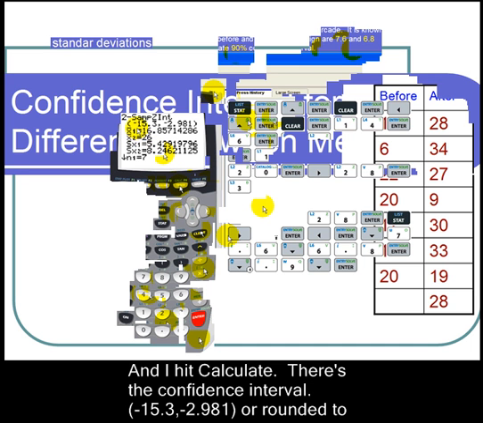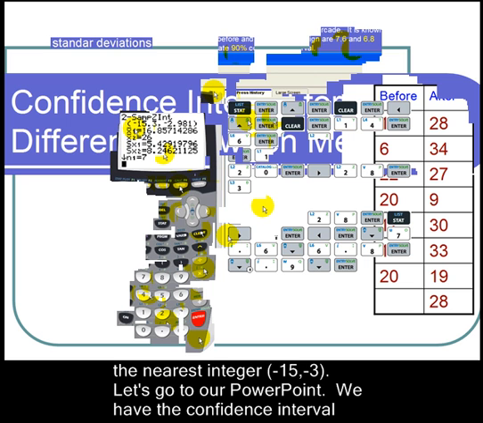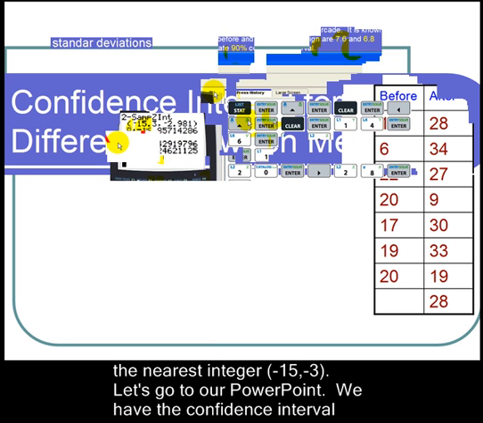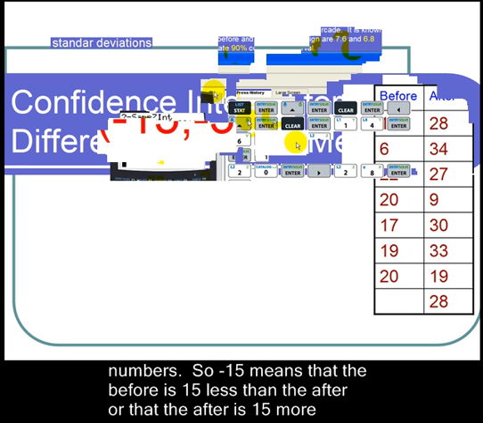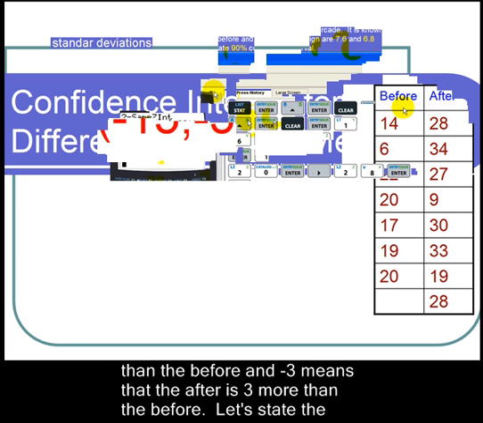So there's the confidence interval, negative 15.3 to negative 2.981, or rounded to the nearest integer, negative 15 to negative 3. So let's go to our PowerPoint. So we have the confidence interval goes from negative 15 to negative 3. In stating the conclusion, it's a little easier to work with positive numbers. So negative 15 means that the before is 15 less than the after, or that the after is 15 more than the before. And negative 3 means the after is 3 more than the before.